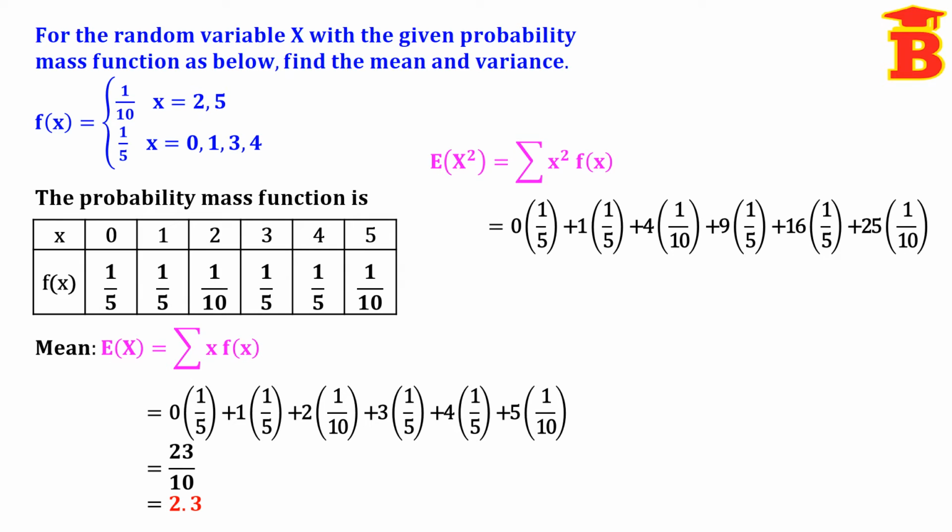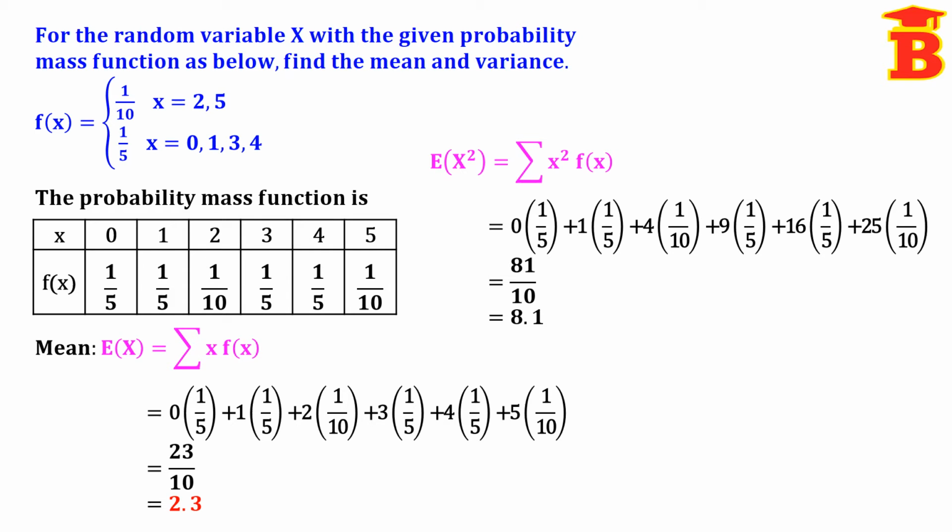And one easy method, so we can take and write this step. Only thing is we have to square the first terms. Now taking 10 LCM, we get 81 divided by 10, that is equal to 8.1.